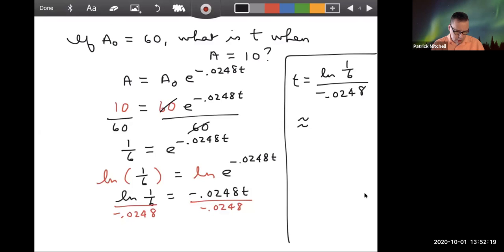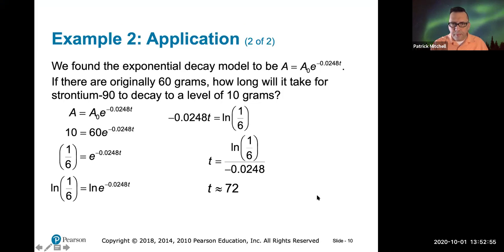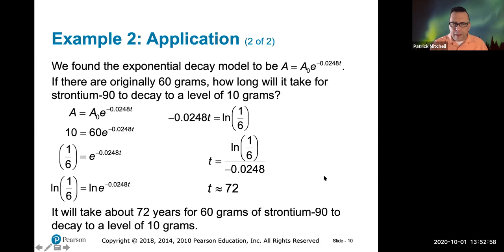So let's see, what is it? Natural log 1/6 divided by negative 0.0248. Yes, 72.248. So we'll call that 72.2. It takes just a little over 72 years for a sample of 60 grams of strontium-90 to decay down to 10 grams. I wonder how they rounded their answer. They rounded it to 72. Okay, that's reasonable.